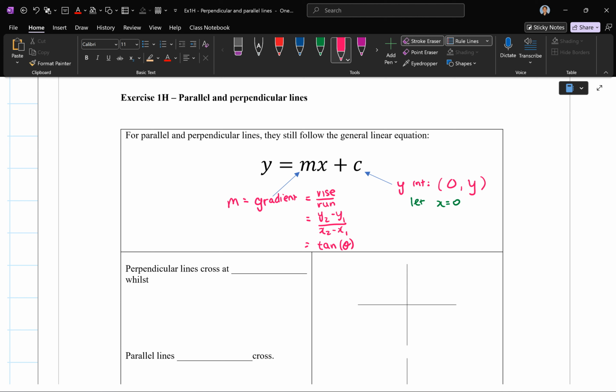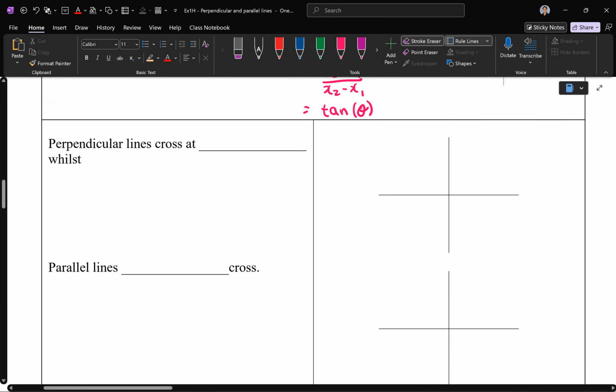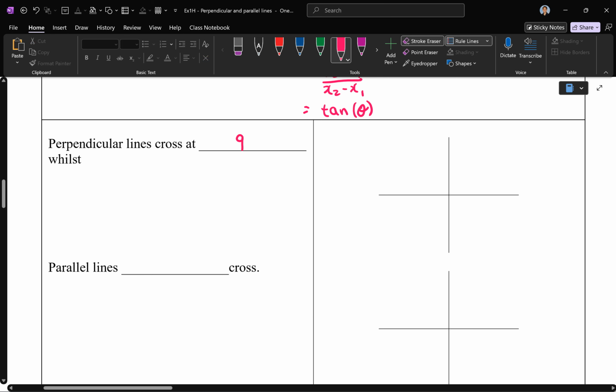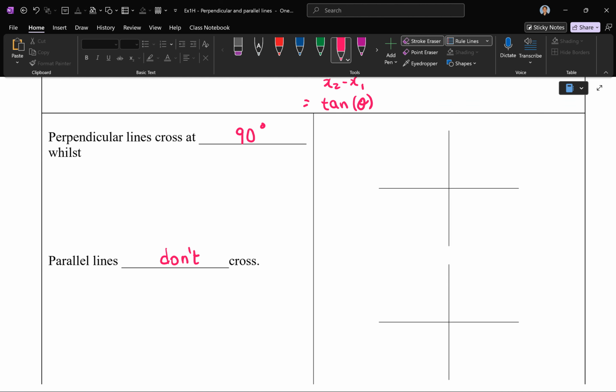The only difference today I'm teaching you is this bit. Okay, so the gradient, when it's parallel and perpendicular, there's something special about it. And that's the only thing you changed. But to find this is still exactly the same as what you've been doing in all the other exercises. So, here, we know that perpendicular lines cross at... What's the degree? Anyone know? Do you know what perpendicular lines mean, actually? Right angles. Okay, so you can have right angles or 90 degrees. So right here, 90 degrees. So they cross at 90 degrees, whilst parallel lines, do they ever cross? They don't cross. So this is key. Let's draw the picture.